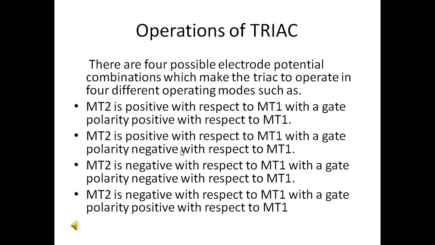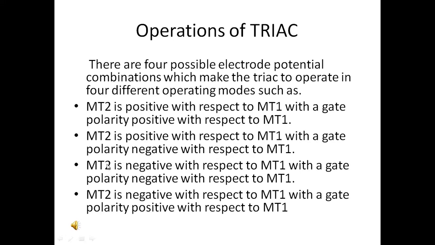Operations of Triac. There are four possible electrode potential combinations, or we can say four different operating modes of a Triac, as listed below. First, terminal MT2 is positive with respect to terminal MT1, with gate polarity positive with respect to terminal MT1. Second, MT2 terminal is positive with respect to MT1 terminal, keeping the gate polarity negative.